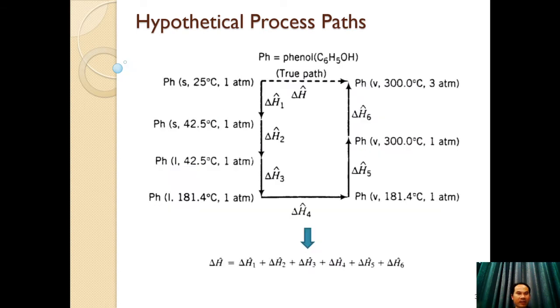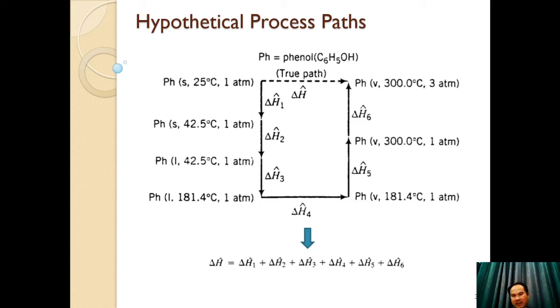Before we consider these, we talk about the path of the energy change. We will call this a hypothetical process path. For example, we have phenol in solid state at 25 degrees Celsius and 1 atm, going to phenol in vapor phase at 300 degrees Celsius and 3 atm. For the true path, we cannot calculate delta H. We don't know the energy incorporated, and we have no data. We cannot measure the change directly, but we can do it by following a path.